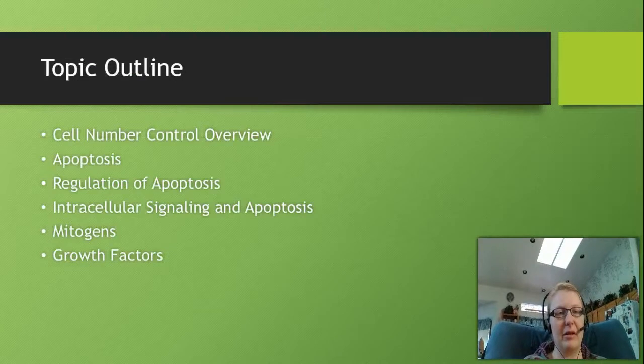So here we have our topic outline. We're going to talk about cell number control overview, and then we're going to talk about a process known as apoptosis, and this is programmed cell death. And we're going to talk about how it's regulated, and we're going to talk about signaling involved with it, and then we're going to talk about some of the signals that are used specifically.